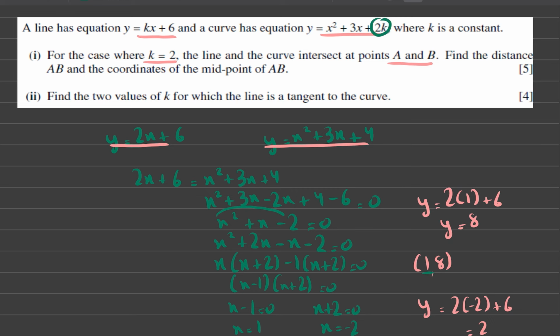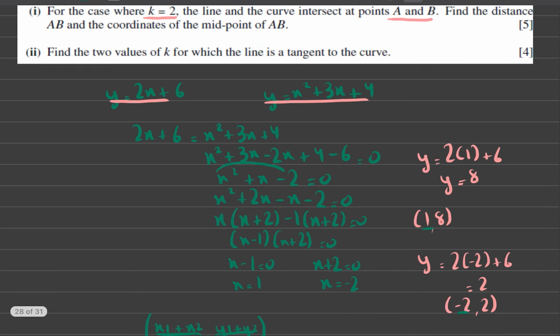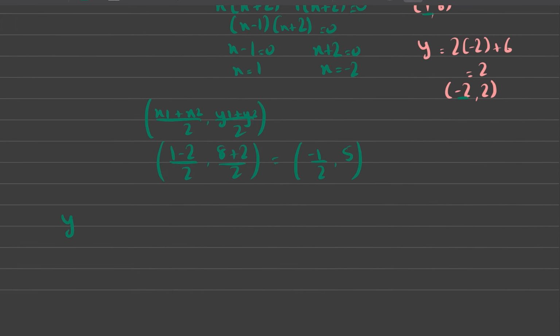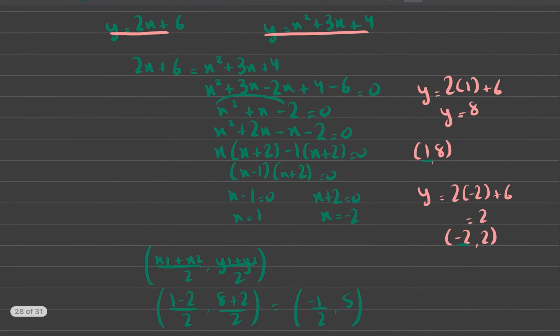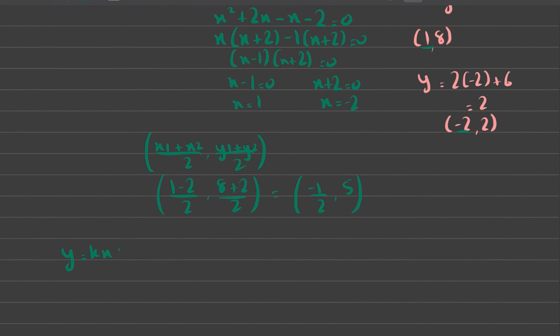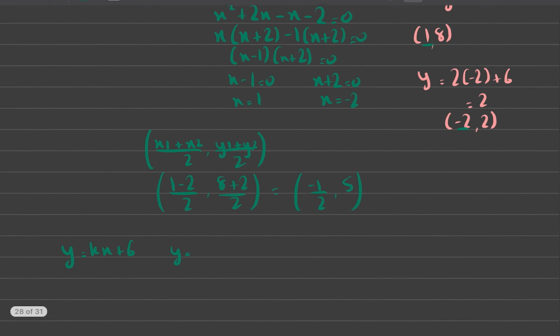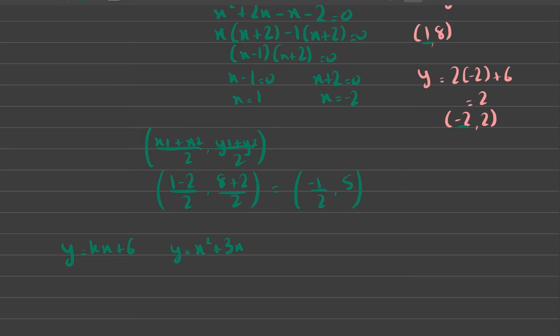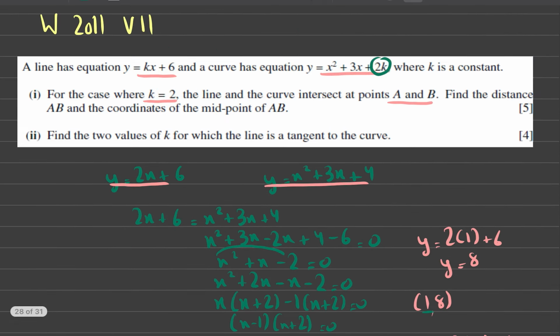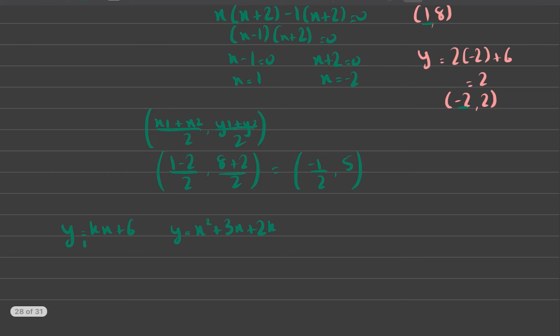Now it says find two values of k for which line is the tangent to the curve. So tangent to the curve में क्या होता है guys? b square minus 4ac equal to 0. So let's equate both equation first. y is equal to kx plus 6 and the other equation was y is equal to x squared plus 3x plus 2k. Yes or no? Okay, now let's equate kx plus 6 is equal to x squared plus 3x plus 2k.